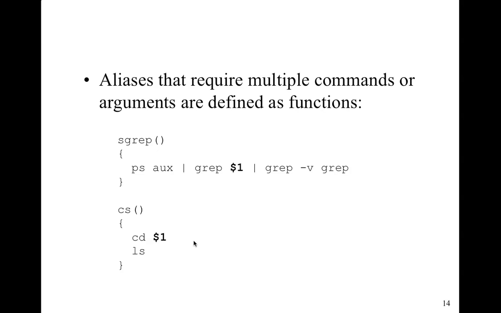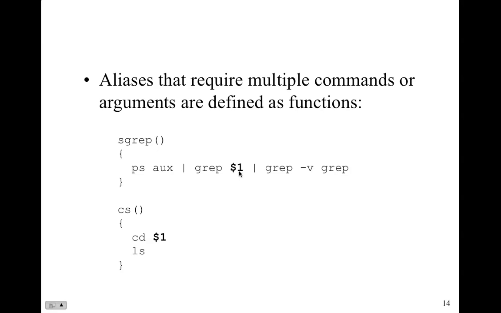Anyway, aliases that require multiple commands and arguments are defined as functions. I believe we looked at the concept of creating a function in Perl and creating a function in scripting late yesterday. Maybe you were asleep at the time. But you can also create functions in your shell environment. This is an example of a script, and it has a bunch of stuff in there. You might see $1. Well, that's an argument, so you substitute the argument when you run the script.